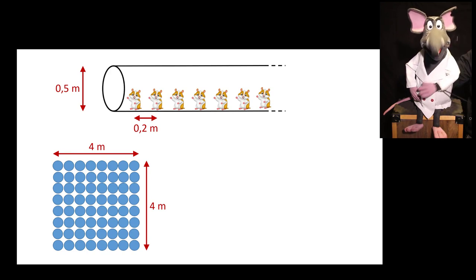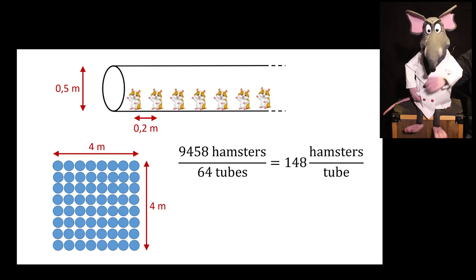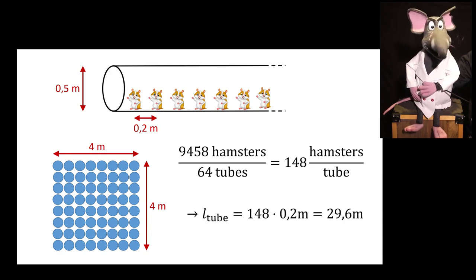And now we can calculate the length of our system. This is just our 9,500 hamsters divided by 64 tubes. So we have about 150 hamsters in every tube. And therefore, when every hamster needs 20 centimeters, our tubes will have a length of about 30 meters.